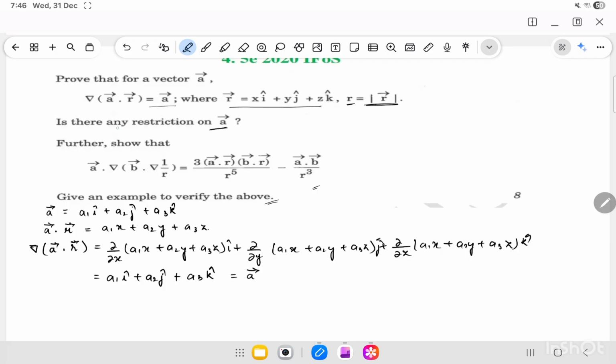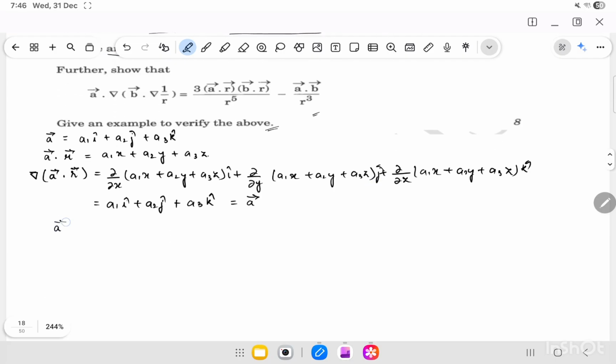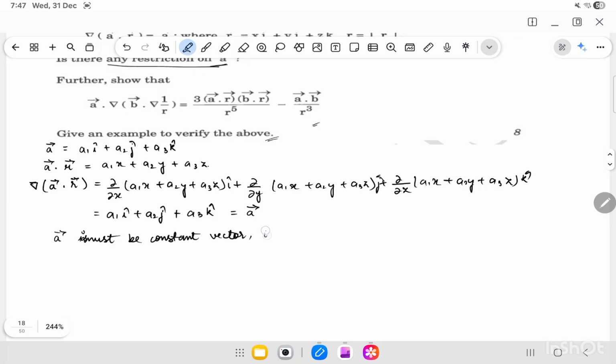Now the next question is, is there any restriction on A vector? So the restriction on A vector is that it must be some constant vector. A vector must be constant. That is, it shouldn't be dependent on variables x, y and z.